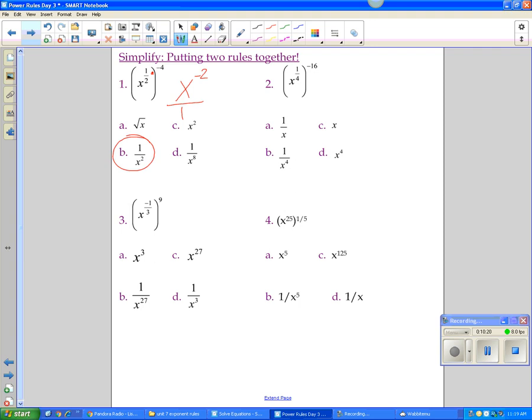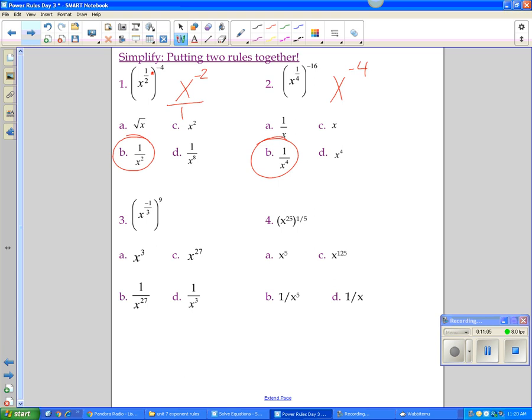Okay? All right, so number 2. I've got 1/4, that's a little number, and negative 16, that's a little number. Zaria, what am I going to do with 1/4 and negative 16? Multiply. Anybody, what do you get when you multiply 1/4 and negative 16? So I'm all right. X to the negative 4. Monica, what do I have to do with x to the negative 4? So what answer is it going to be? B.